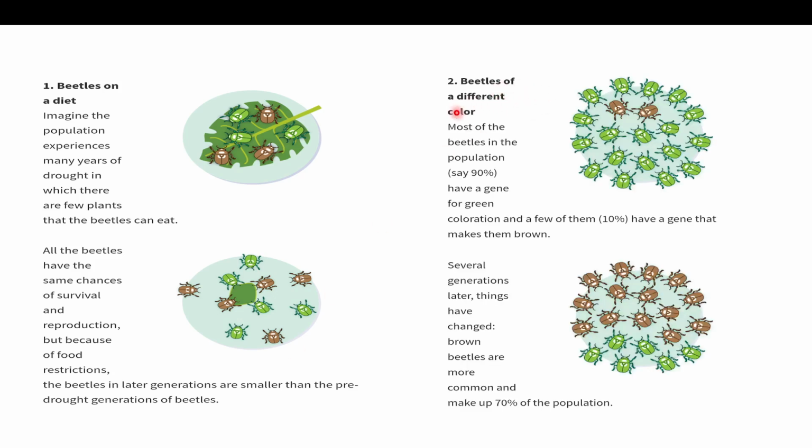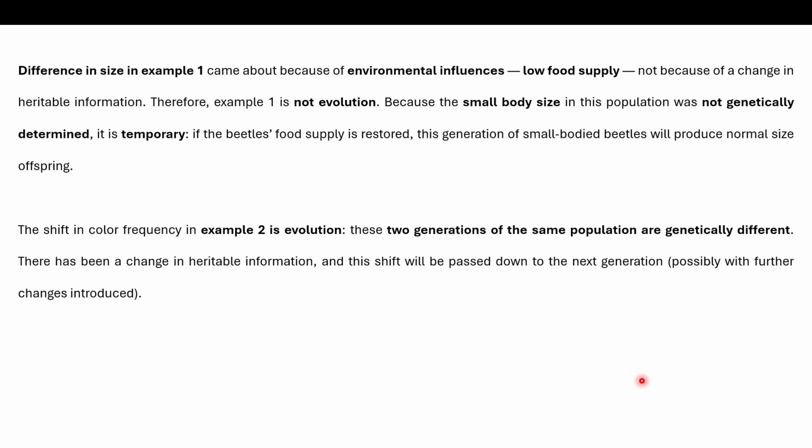Now, beetles of a different color. We have green and brown beetles here. Most of the beetles in this population, suppose 90%, have a gene which encodes for green color, and few of them have a gene which makes them brown. Eventually, several generations later, due to certain situations, the brown beetles are more in number as compared to the green beetles. So these are two different situations.